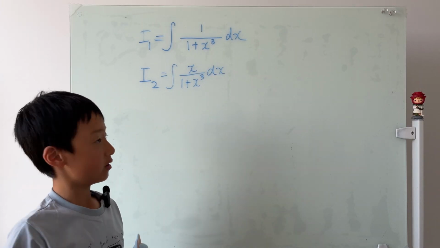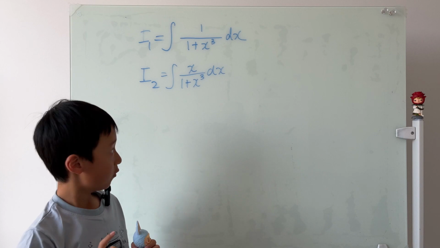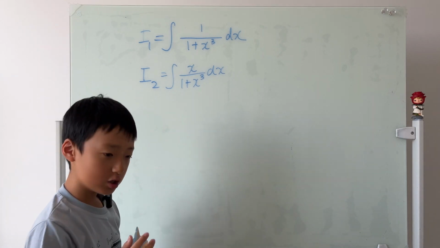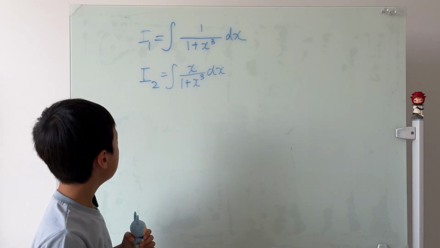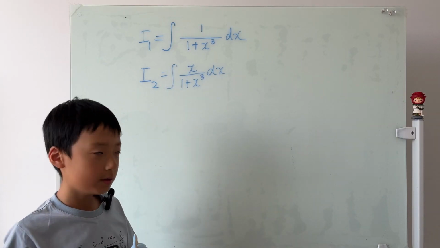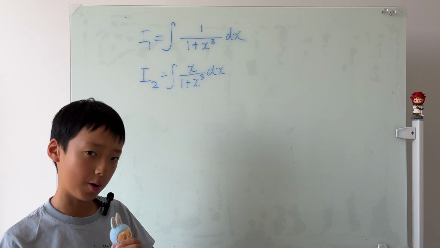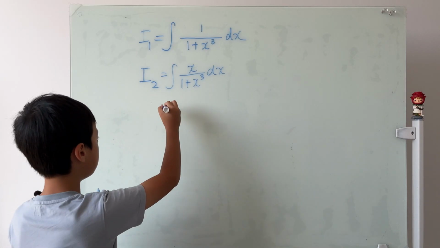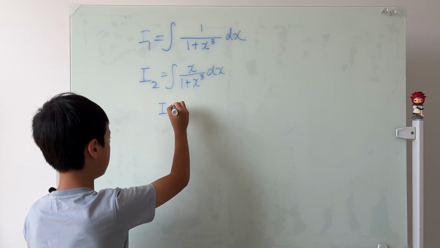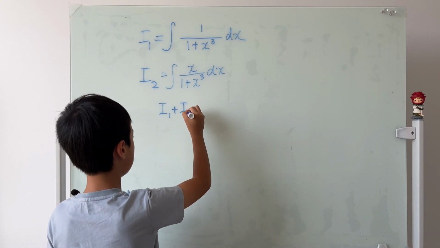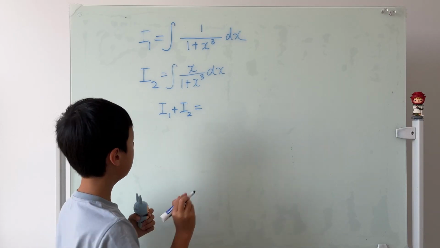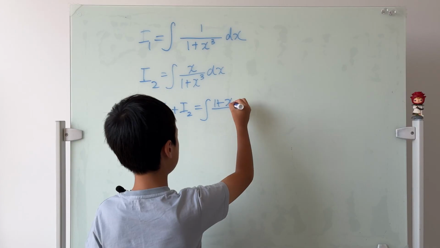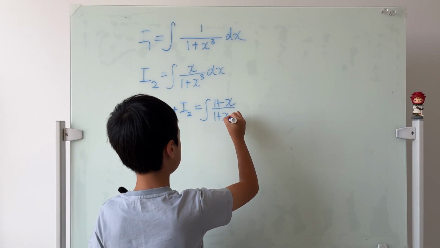Now, you might be wondering, why x? Well, because if we factor this, the first term would be 1 plus x, correct? So if we add these two integrals up, then the numerator will perfectly have 1 plus x. And that's actually what we're going to do. I1 plus I2 is equal to the integral of 1 plus x over 1 plus x cubed.